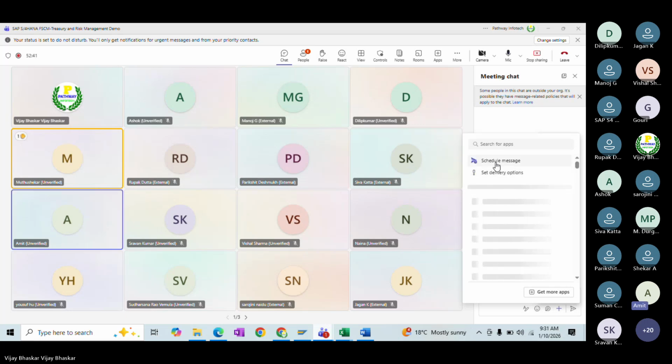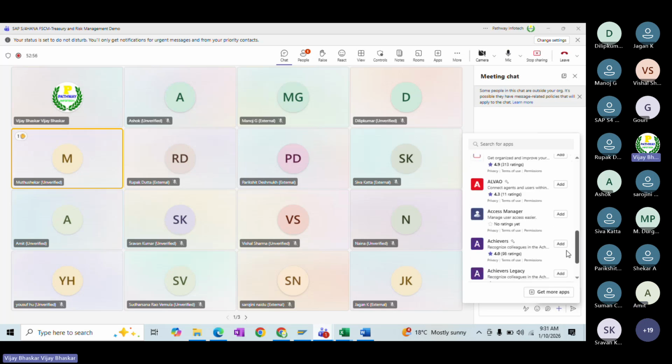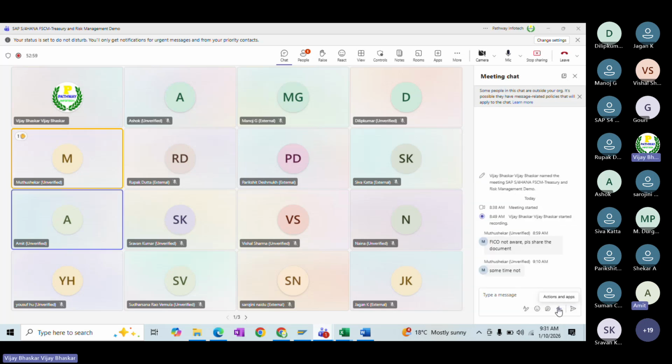So regarding the server, Vijay, as you mentioned, the whole course will go on for at least 6 months. So will we get access for 6 months? Exactly, you will get access until the end of the session.